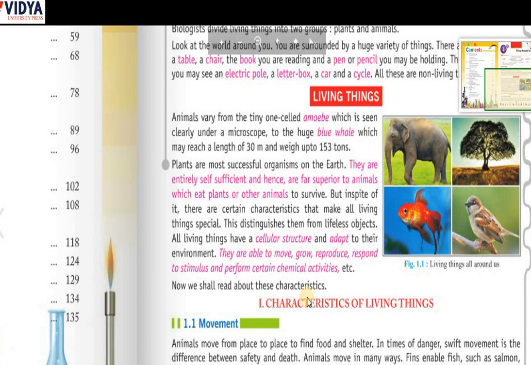So a few of the characteristics of living things are: they are able to move, they are able to grow, reproduce, respond to stimulus, and perform certain chemical activities, etc. Now first is movement. All living things can move from one place to another, especially animals. Animals move from one place to another to find food and shelter. In times of danger, swift movement is the difference between safety and death.